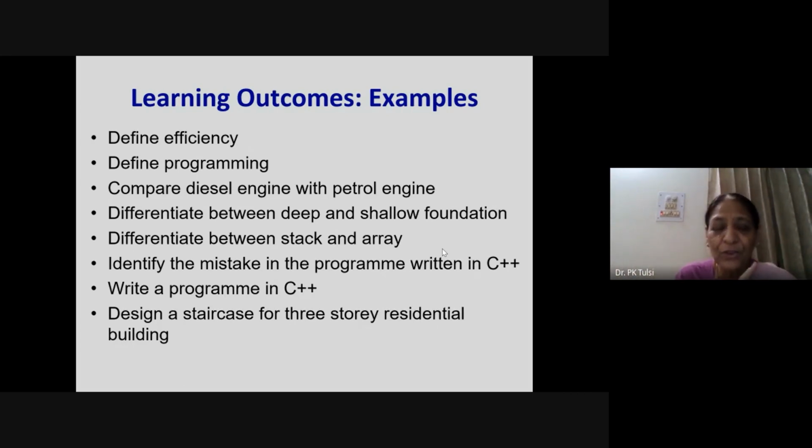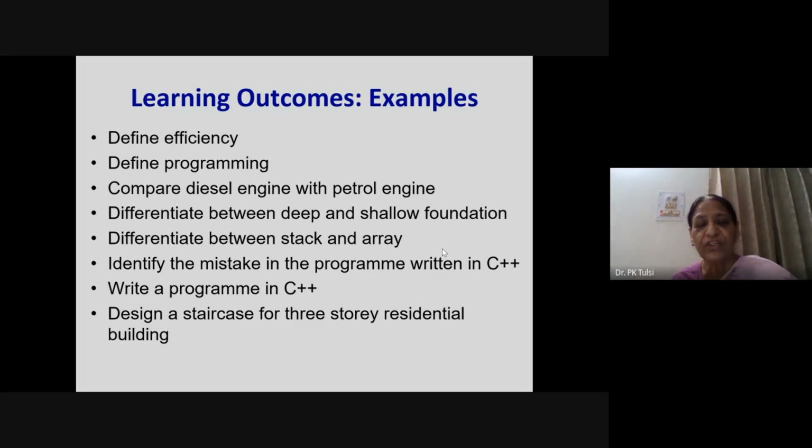And second thing, you will see that these are always written in terms of the learner's behavior: what a learner will be able to do at the end of the program, course, or a module. And another thing is that this behavior, which is to be demonstrated, is observable. A person can define efficiency orally, or in writing. So when a person orally gives the definition of efficiency, or writes it, that can be observed, and thus it becomes measurable.